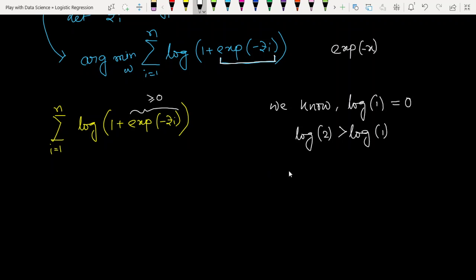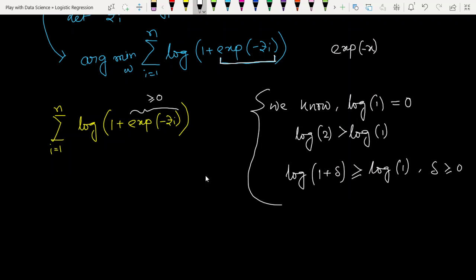Again, if we write small changes, then 1 plus delta is always greater than or equal to 1, so the log of it is greater than or equal to log of 1, when delta is greater than or equal to 0. Since log is a monotonically increasing function, we apply this monotonicity concept here.